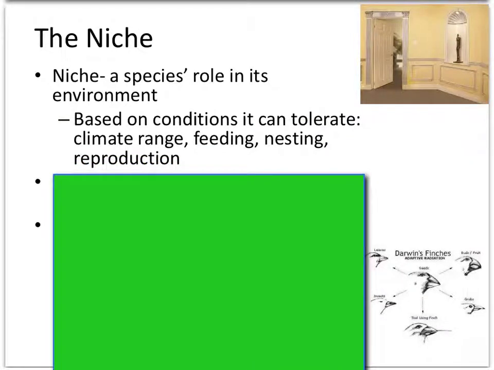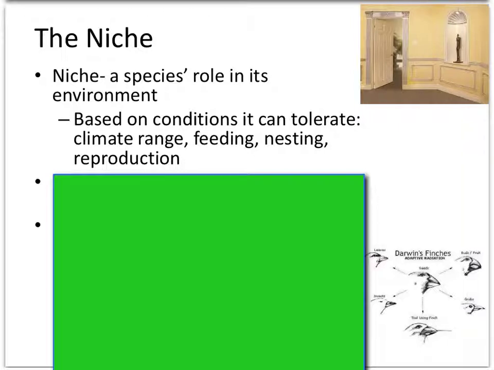So is it going to fit in this temperature range? Can it go outside this temperature range, or is it stuck in this 65 to 75 degrees Fahrenheit? Does it have the food that it needs? Does this area meet its nesting needs? Can it get everything it needs to reproduce? Are there enough mates? Those sorts of things.